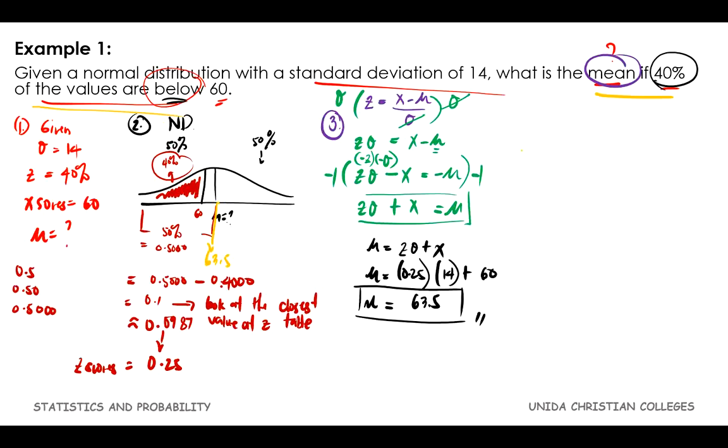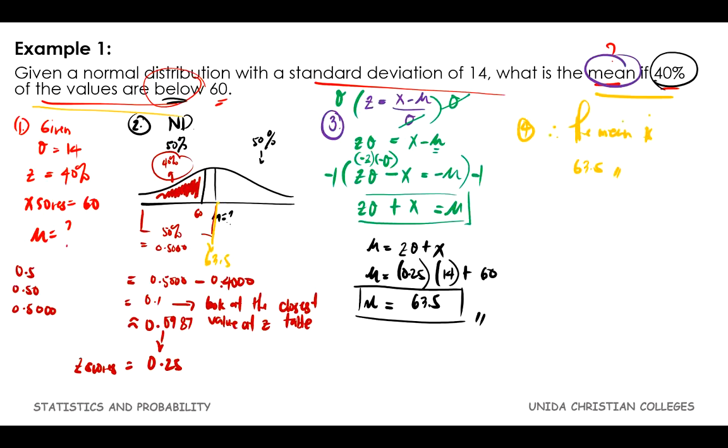Okay, so our conclusion, last step. So, therefore, the mean is 63.5. Okay, so dito, ang hinanap pa natin si mean, may given pa rin na standard deviation.